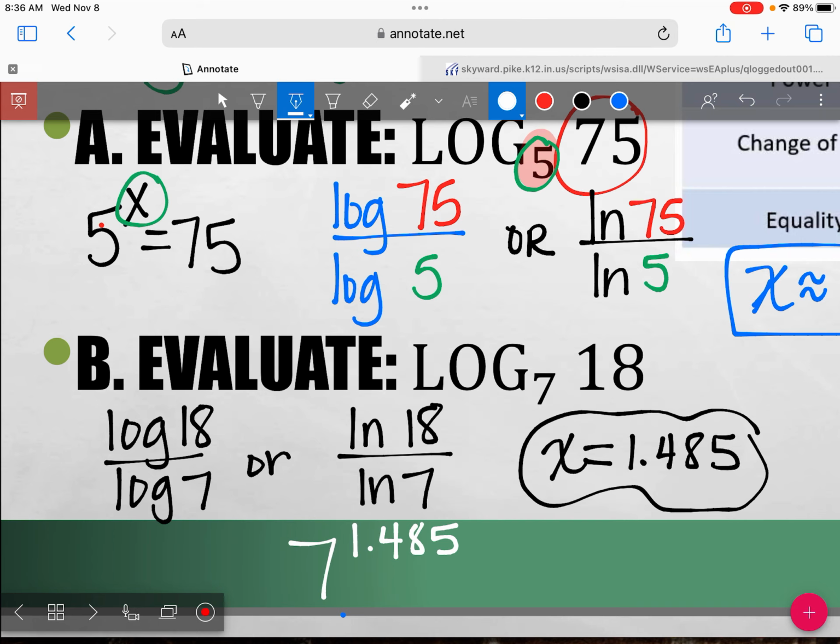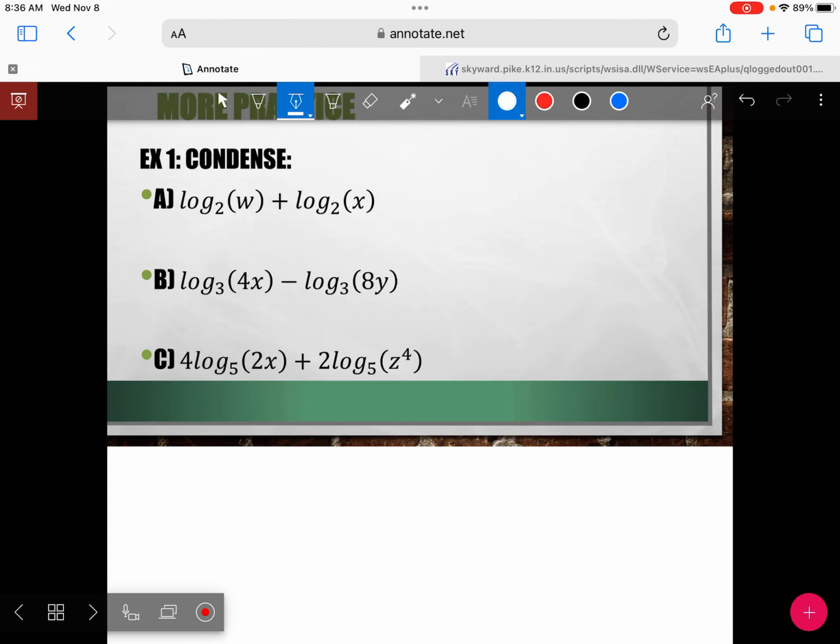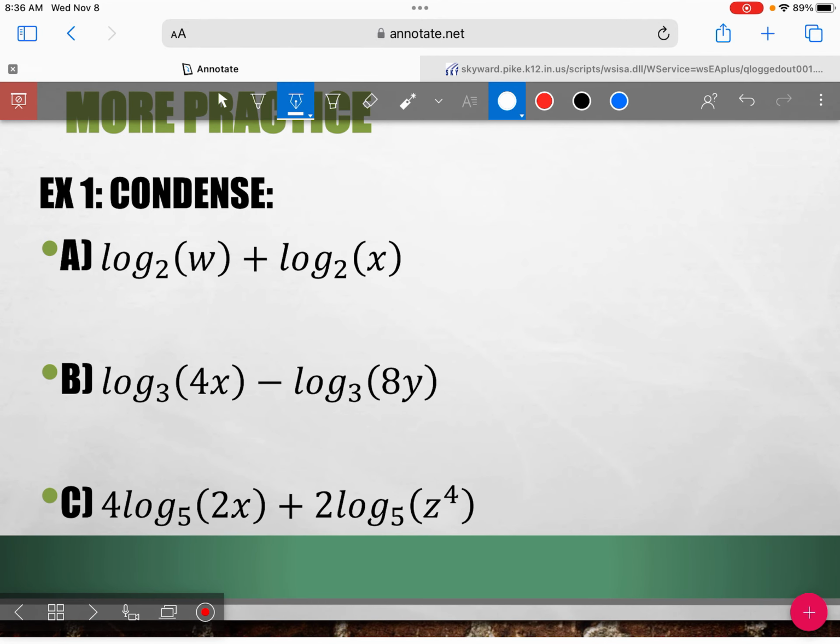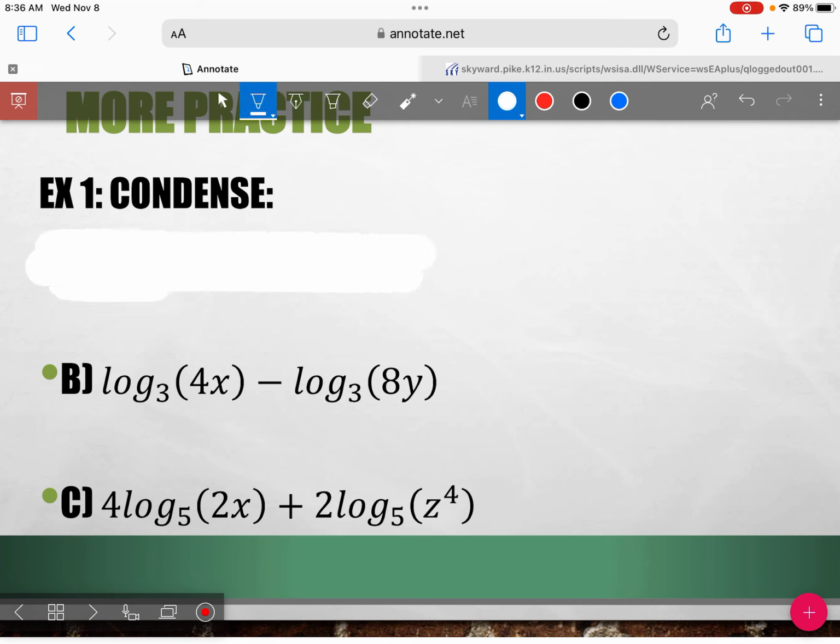So let's do a couple more. Expanding. We're going to do condensing. So take a minute, copy down these. We're actually going to do just A and B. So go ahead and copy down these two, and then after that, I'll show you your quiz. So take a minute, copy down these two, and then we'll end there for today.